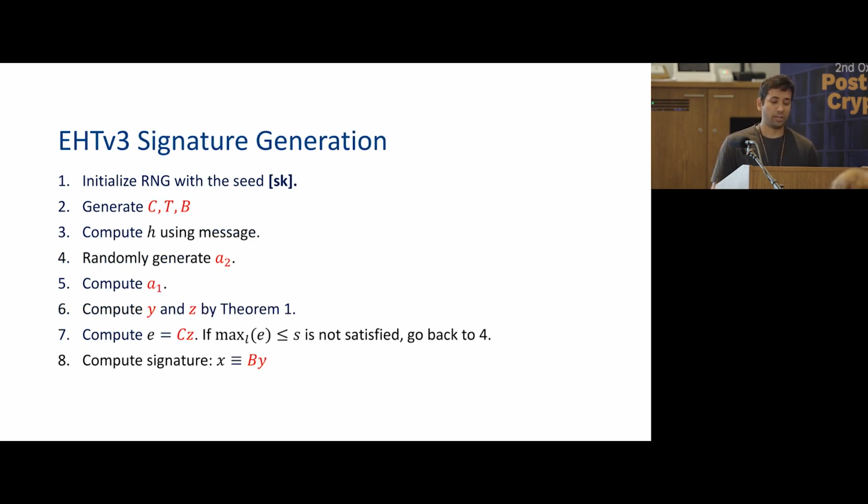Now, the signature generation: we initialize the random number generator with our seed. And from that, we have C, T, and B. We compute H using the message. We randomly generate some A2. We compute A1 as I've shown. We compute Y and Z by theorem 1. And then finally, we can compute E as CZ. And if the condition that at least L entries of E are bounded by S in absolute value is not satisfied, then we go back to 4. And if it is satisfied, then we can finally compute the signature, which is just B times Y.